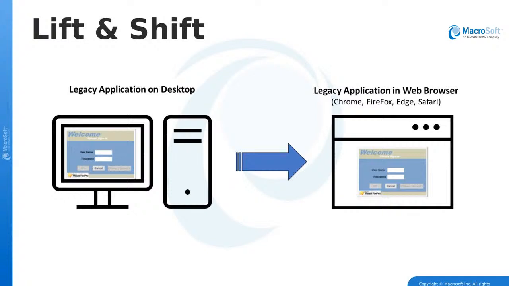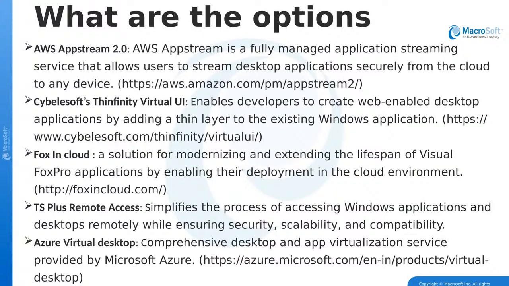As we talked about the lift and shift, this could be a perfect example where you can find on the left hand side the legacy application which is running on your computer, and the same if you shift to the cloud, it will run on a web browser, for example, right? So that's the simple way of explaining what is lift and shift to the cloud.